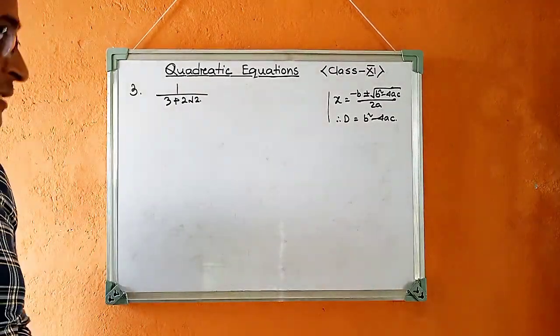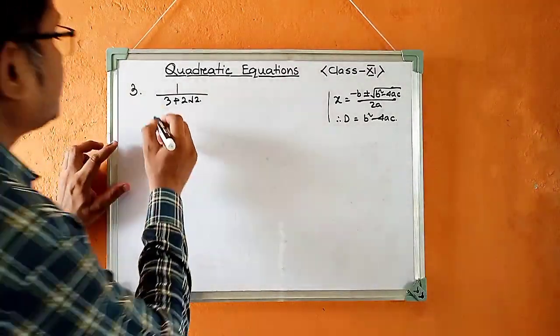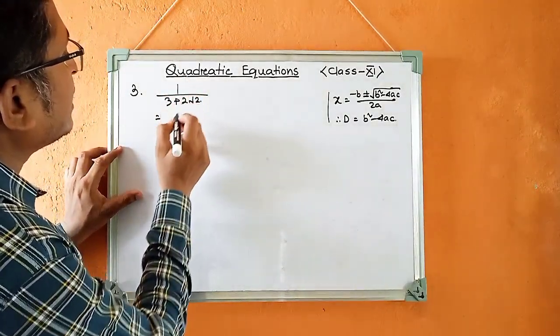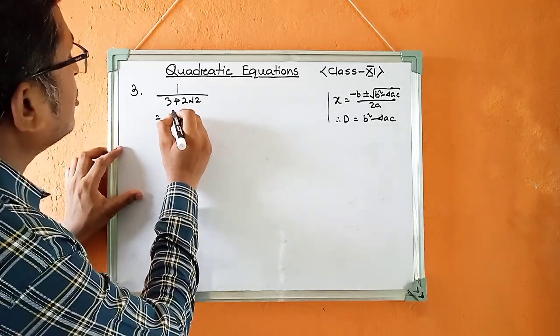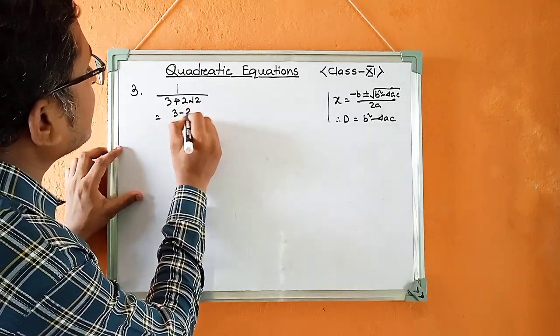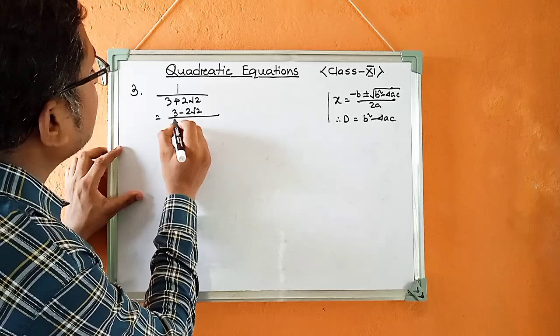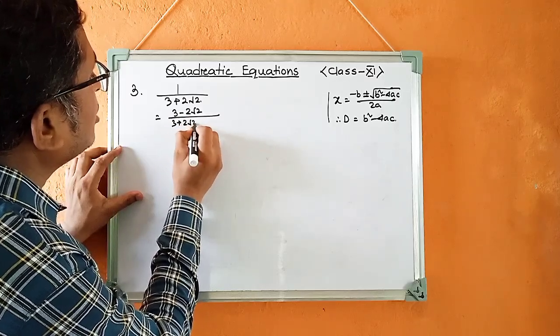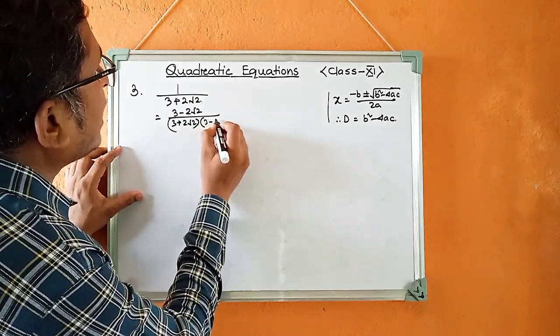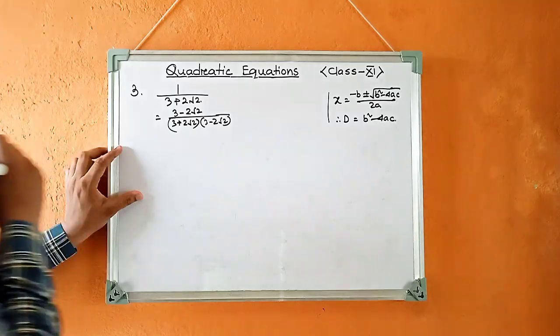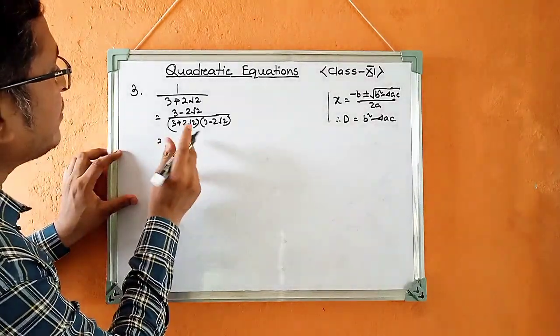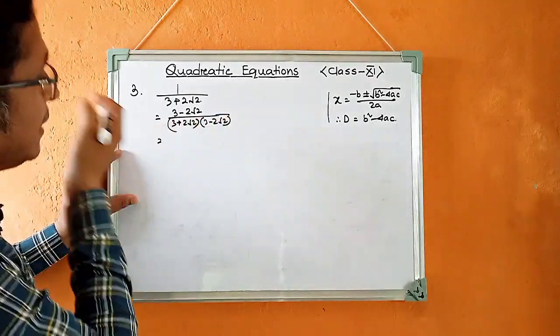So first of all, rationalize it. Multiply the numerator and denominator by the conjugate of this, that means 3 minus 2 root 2, divided by 3 plus 2 root 2 into 3 minus 2 root 2. Clear? Okay. Now here it is a plus b into a minus b.